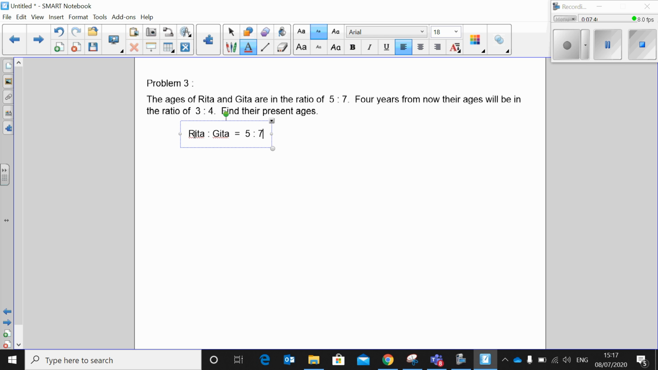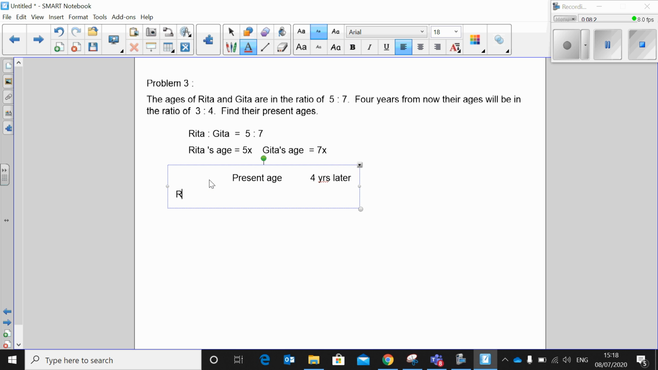That means if Rita's age is 5x, Geeta's age will be 7x. That is the first condition, correct? Rita is to Geeta is 5:7, means Rita's age is 5x and Geeta's age will be 7x. Let us go on to the table now. So the present ages of Rita and Geeta, and the other one is 4 years from now. That means 4 years later.